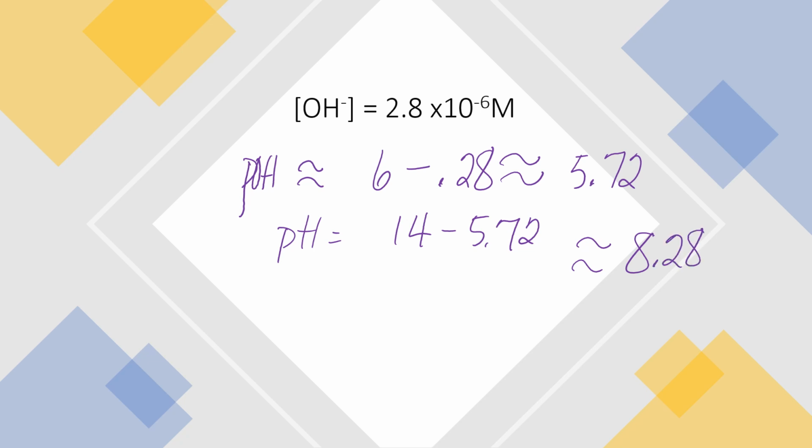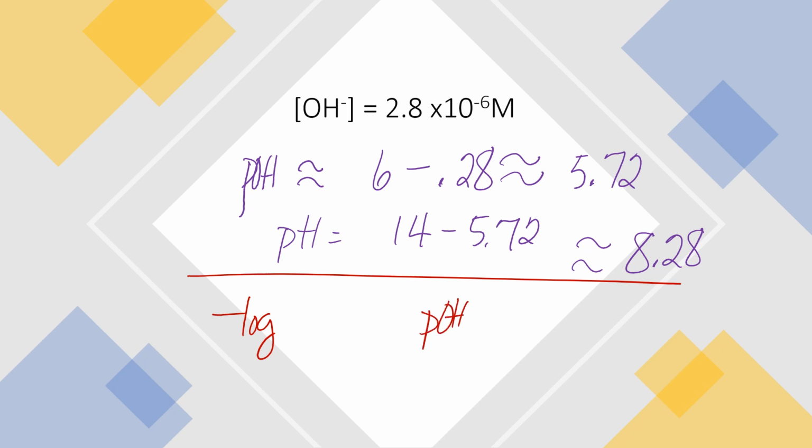8.28. And when you do this the real way, with the negative log, that gives us a real pOH of 5.55. So we're still within that 0.2. But now when I do 14 minus 5.55, I get 8.45. So now the estimated pH is about 0.2 lower than the real one. So when I go from OH to H, it becomes 0.2 in the other direction.